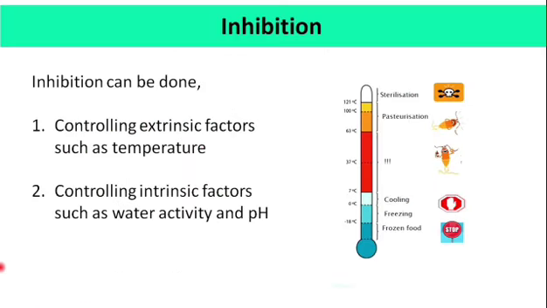The methods based on inhibition can be done by controlling extrinsic and intrinsic factors. As an example, the danger zone for microbial growth is considered to be between 5 Celsius and 60 Celsius. Thus, chilling and storing at a temperature below 5 Celsius is one of the most popular methods of food preservation.